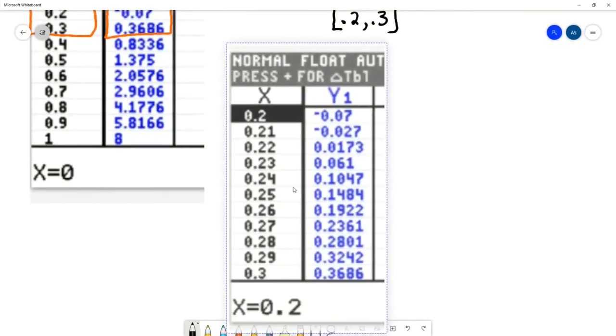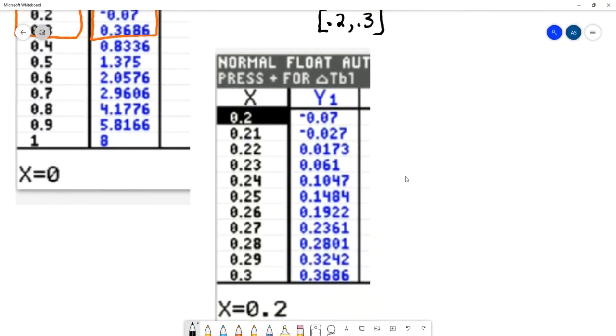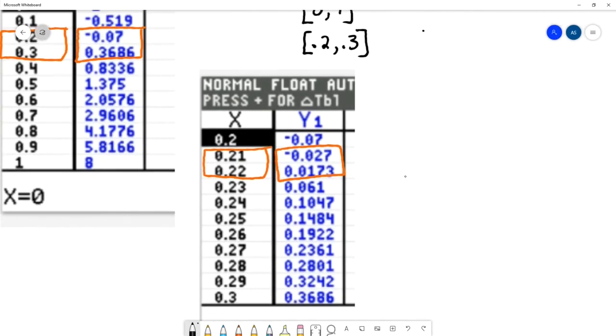And I'm using that intermediate value theorem again, looking for opposite signs. So you can see here that the sign changes from negative to positive, and we have now narrowed the window down even more. So we now know that that 0 is in between 0.21 and 0.22.